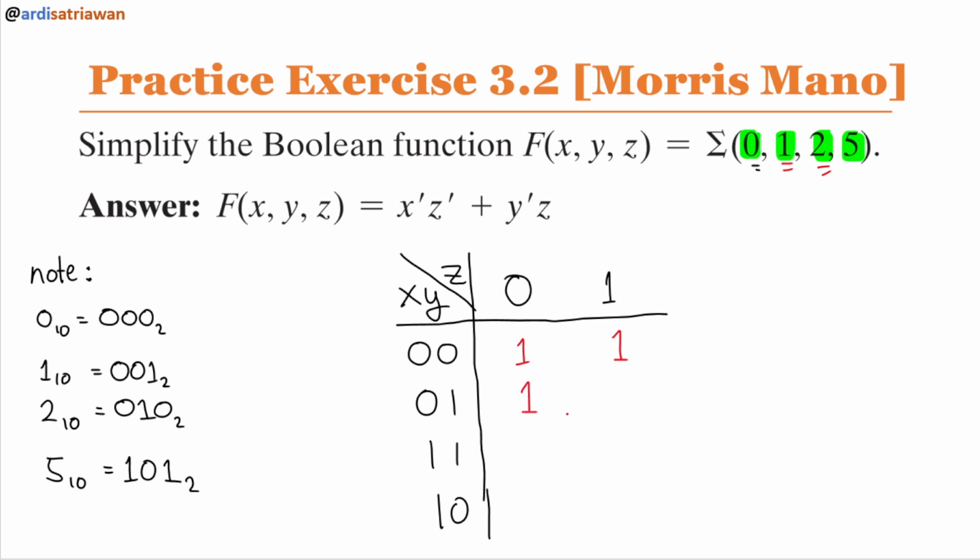And then lastly, we need to do 5. Remember that 5 is 101. So now let's find out 1 and 0 here, 1, 0. And then 1 is here. So we will have the 1 is here. And for the remaining, we just enter 0.